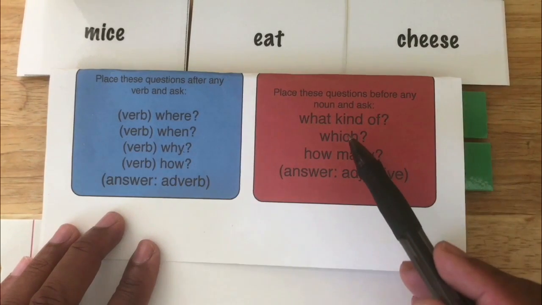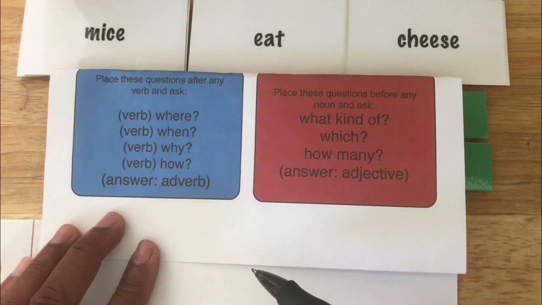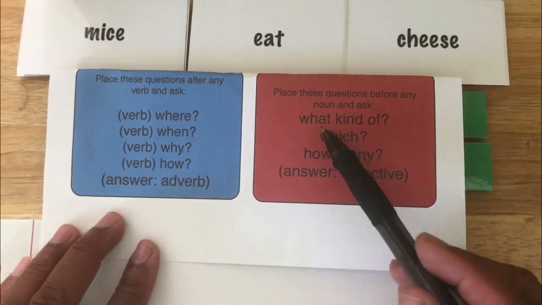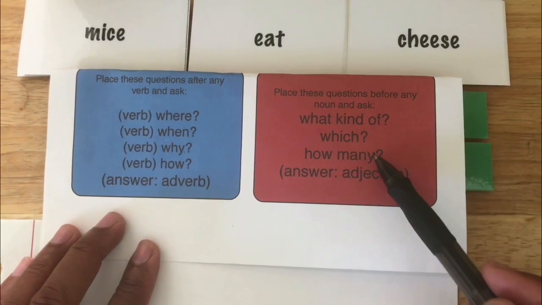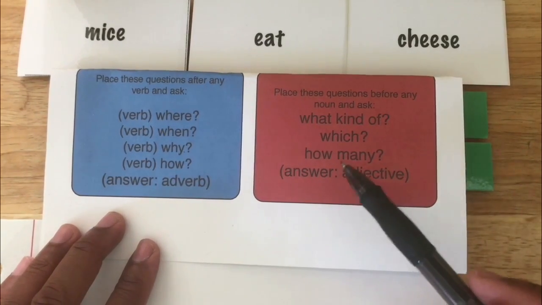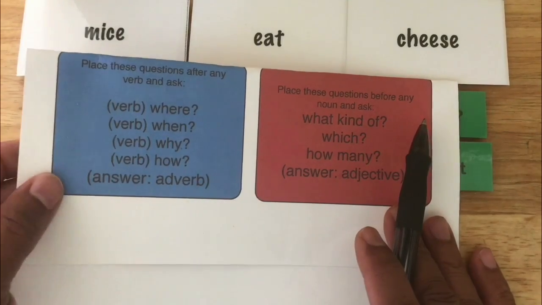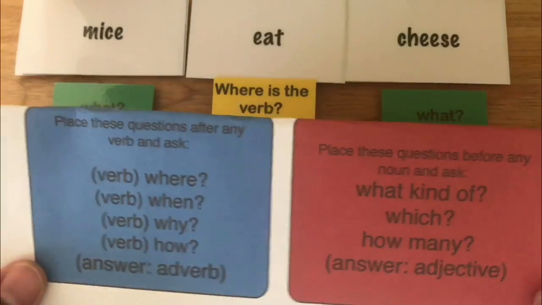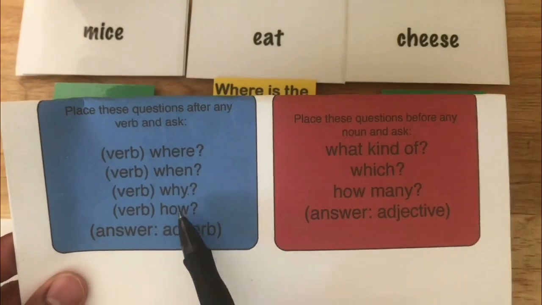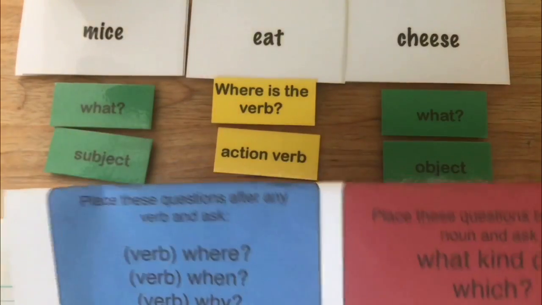And any word or group of words that answers these questions when they're placed before a noun is going to be an adjective. So what kind, which one, how many nouns? All right, good. And hopefully you've been working with this before, so you know what the adverbs and adjectives are. An adverb answers these questions, and an adjective answers these questions. We're going to use that to expand our sentence.